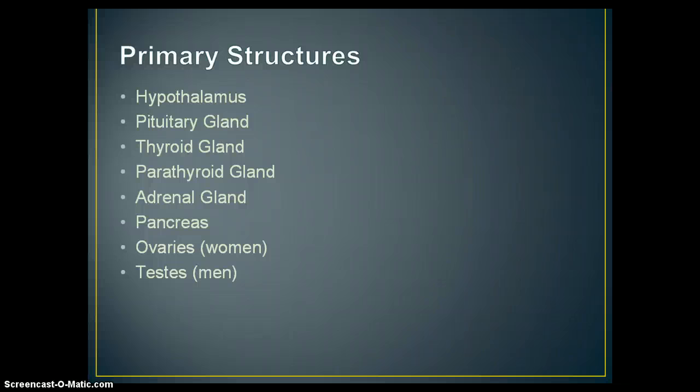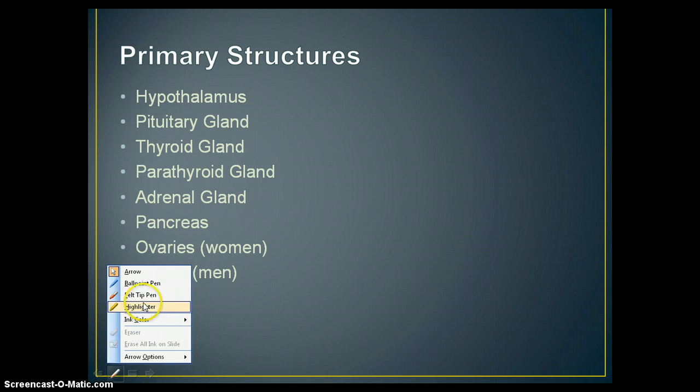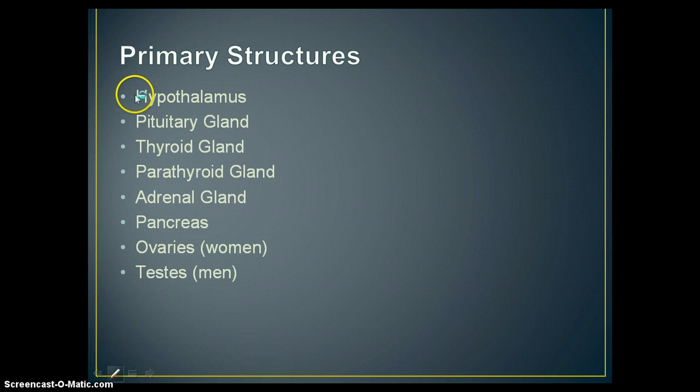Here's a list of the primary structures of it. I don't want you to write this whole list down, but I do want you to write down a few key points. I want you to write down hypothalamus, the pituitary gland, and then ovaries and testes. I do want you to know that there are different glands, such as the adrenal gland, thyroid gland, etc., but I do want you to know the hypothalamus because it is the part of the brain, and the pituitary gland because that one is a big gland in the endocrine system.